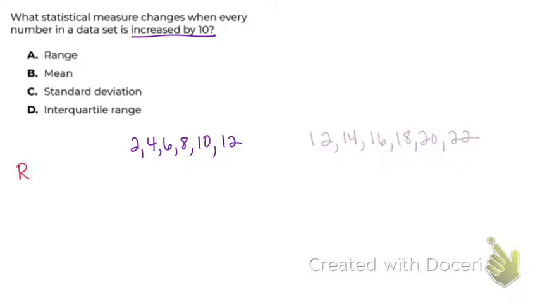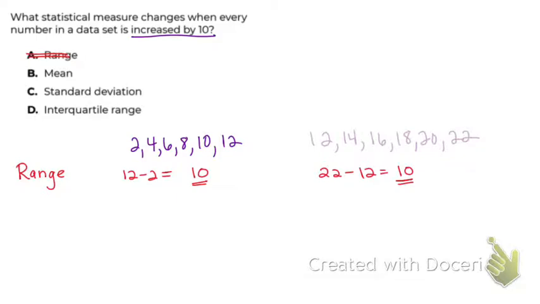So first of all, range. Range is the range of numbers. It goes from this number to this number. How many numbers are within that range? So if it starts at 2 and it goes to 12, how many numbers are between 2 and 12? To find that out, you just subtract the biggest number minus the smallest number. And we see the range is 10. Now let's do the same for our new data set. The biggest number minus the smallest number. Our range is still 10. So that did not change when we increased every number by 10.